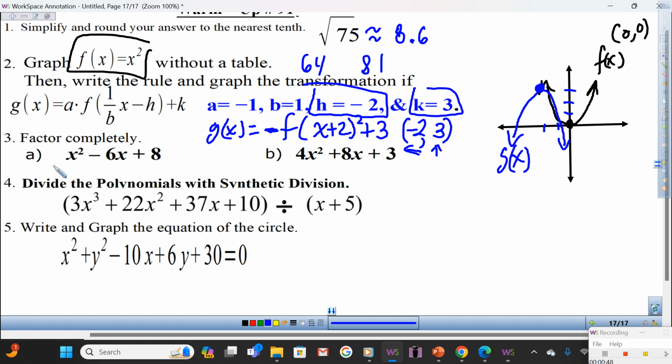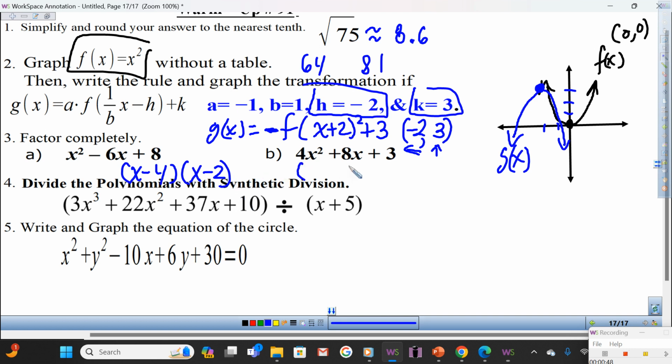Number 3, A, factors for x squared minus 6x plus 8. Factors. Pass someone, Brandon. Anthony D. X minus 4 and x minus 2. That is correct. All right.